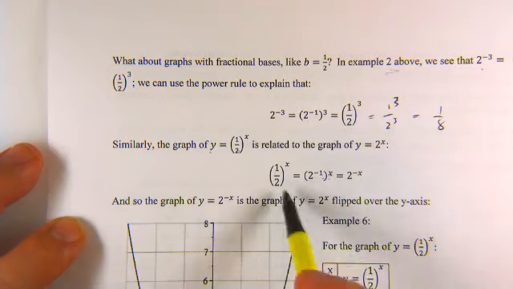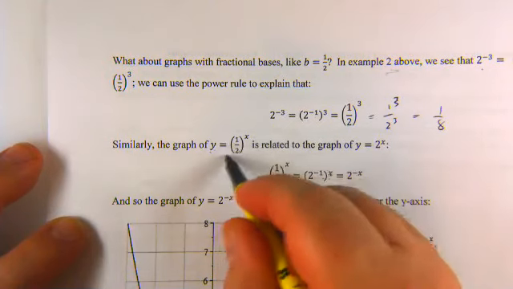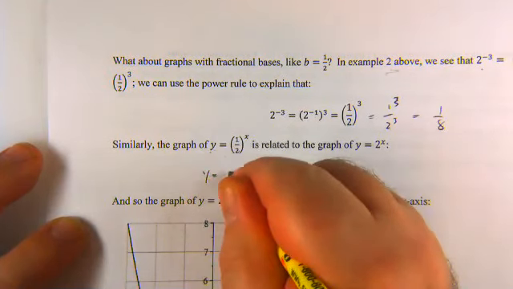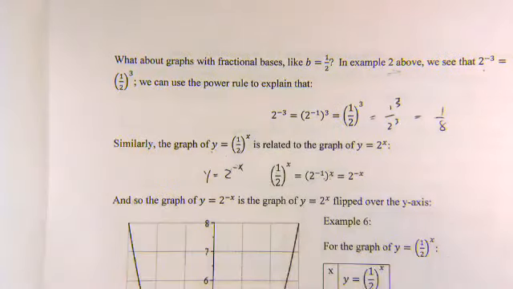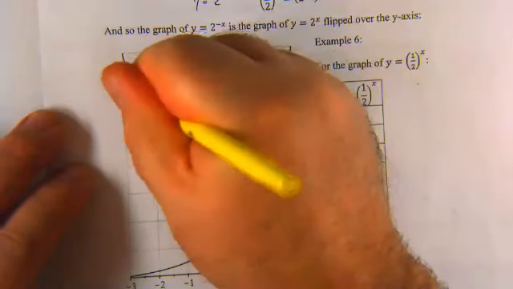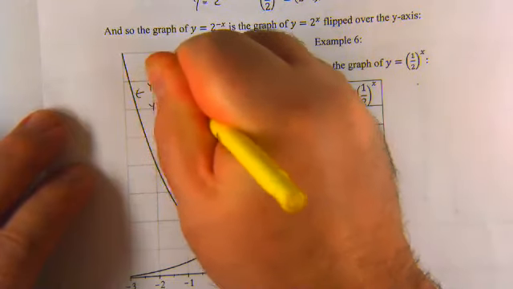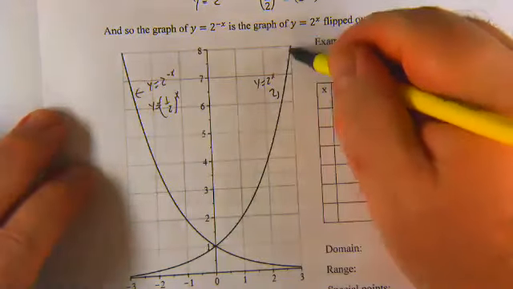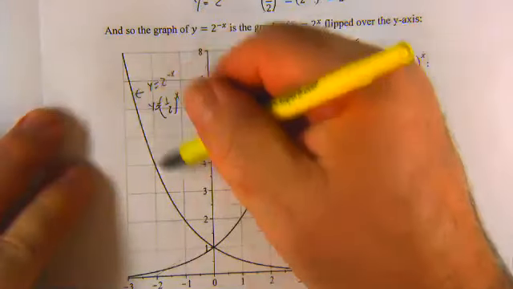2 to the -x. So the graph of y equals 1/2 to the x is the same as the graph of y equals 2 to the -x. Multiplying the x by a minus sign inside the function flips the graph over the y-axis. So this is y equals 2 to the x, that's this. This is y equals 2 to the -x, y equals 1/2 to the x, same thing. We take the graph of y equals 2 to the x, and flip it over the y-axis to get the graph of y equals 1/2 to the x.